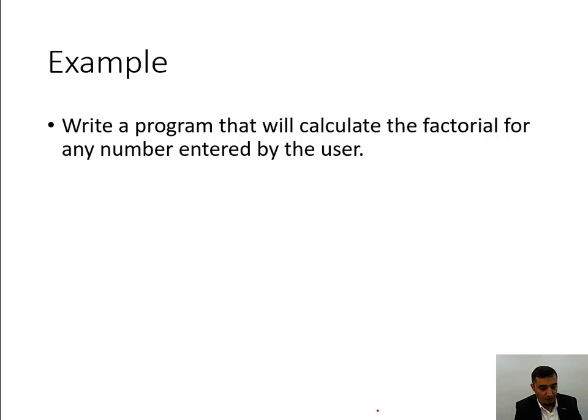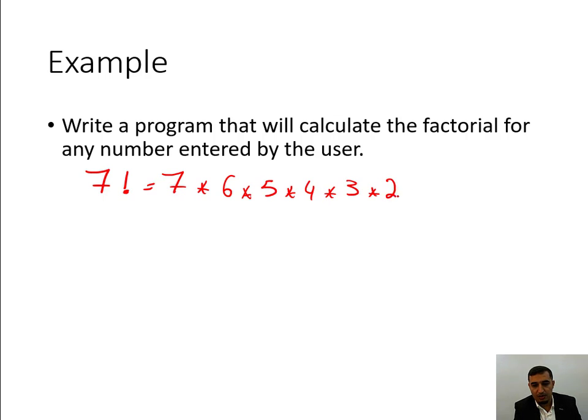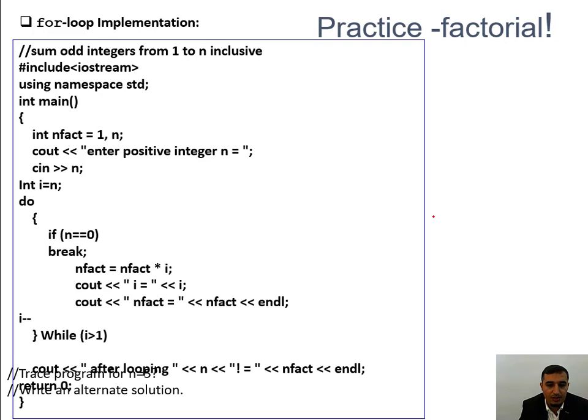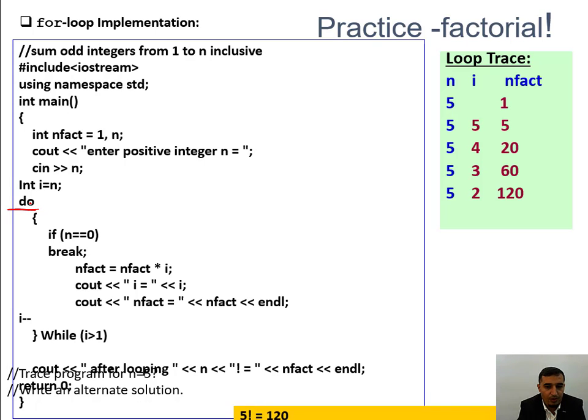Write a program that will calculate the factorial of any number entered by the user. The factorial, as you know, let's say factorial of 7 is equal to 7 multiplied by 6 multiplied by 5 multiplied by 4 multiplied by 3 multiplied by 2 and multiplied by 1. So this is the factorial of a number. So we are going to practice and do this factorial together. So this is the program for the factorial, and you can see how it's done. We can do it in many different ways. This one is done using the do loop. We can do it using the for loop and so on.